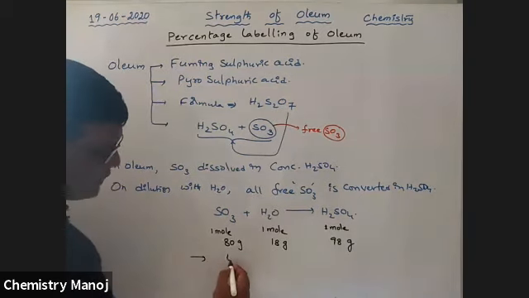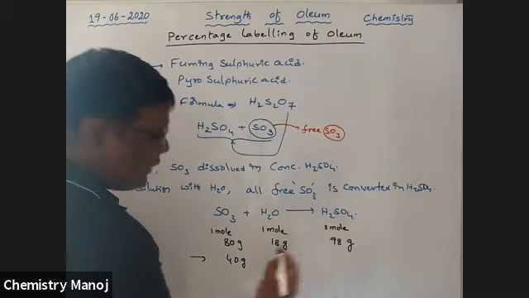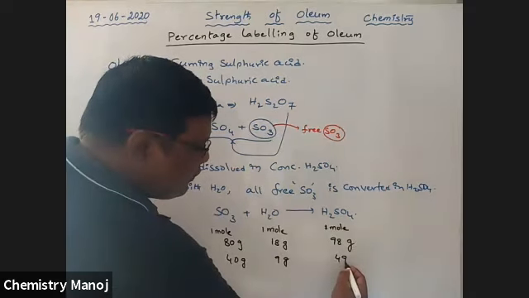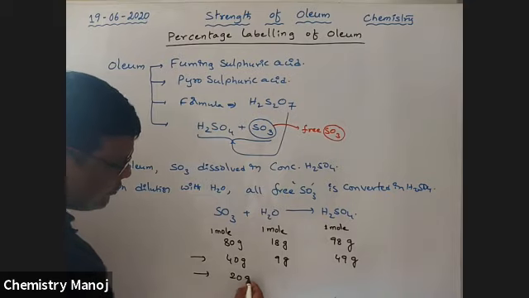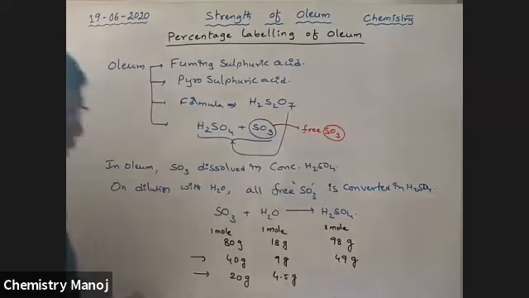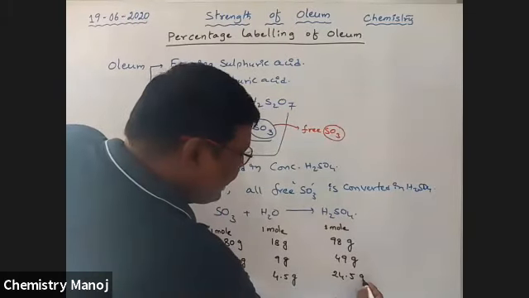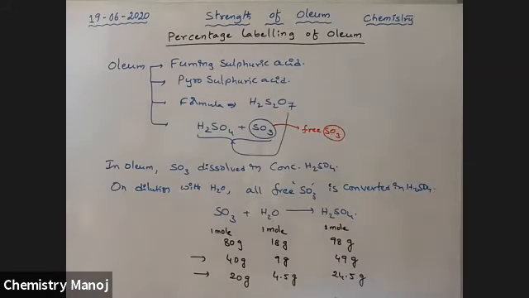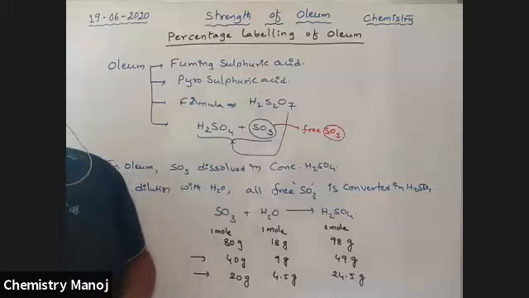So 40 grams SO3 reacts with 9 grams water and gives 49 grams H2SO4 as per ratio. Similarly, 20 grams SO3 reacts with 4.5 grams water and gives 24.5 grams H2SO4. Please keep in mind, my dear boys, these are very important to express the strength, that is the percentage labeling, of oleum.